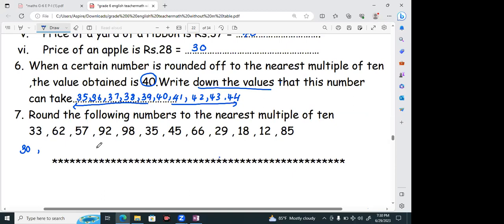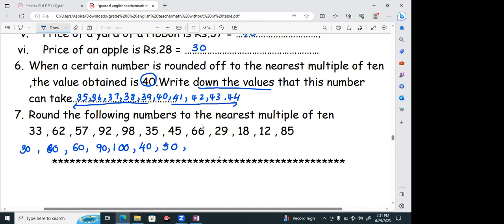92 is close to 90. 90. 98 is close to 100. Yes, 98 is close to 100. 35. 40. 45. 50. Yes, it is close to 50.